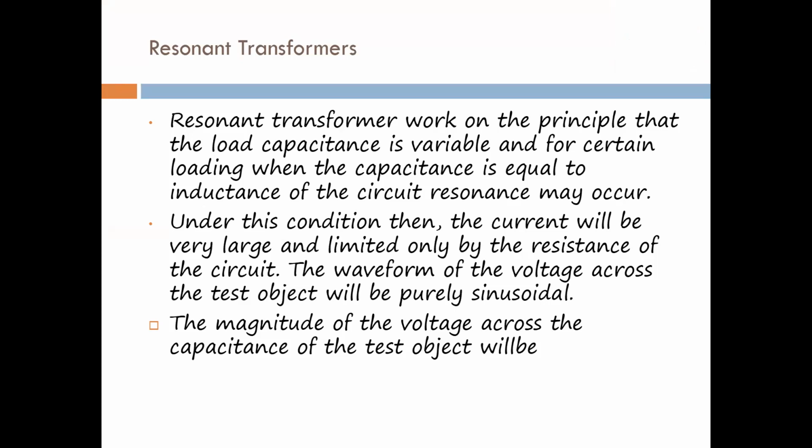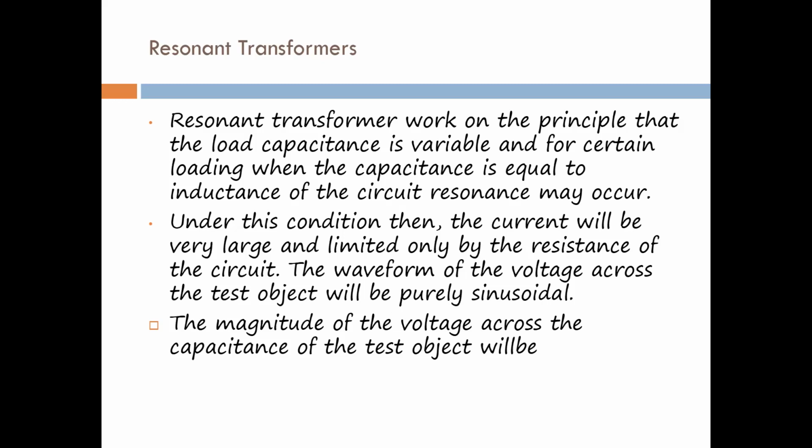I just told you that the resonant transformer runs on the principle that the load capacitance is variable, and for a certain loading, when the capacitance is equal to the inductance of the circuit, resonance may occur. See the diagram: what is variable? Capacitance C is variable. For a certain loading of that capacitance, the inductive reactance equals the capacitive reactance. Under this condition, always remember that the current is very large, and it is only limited by the resistance of the circuit.